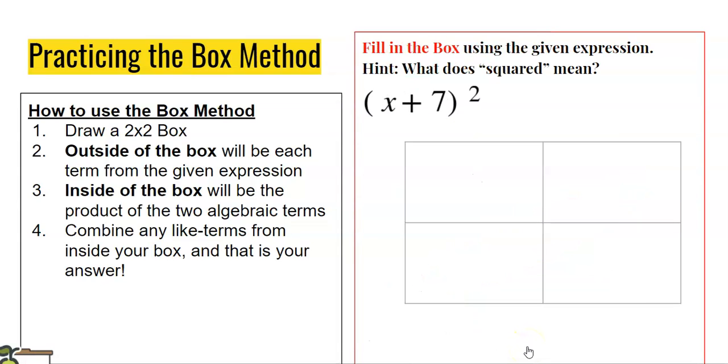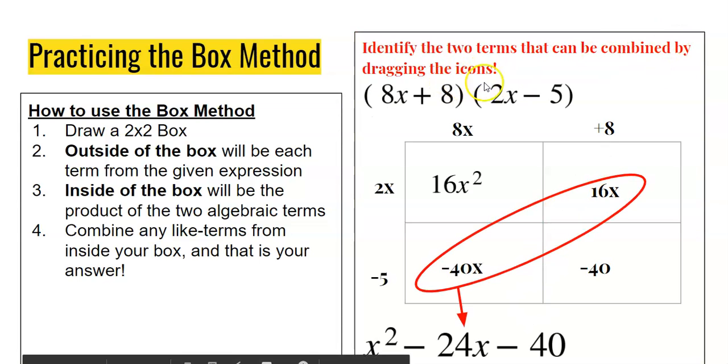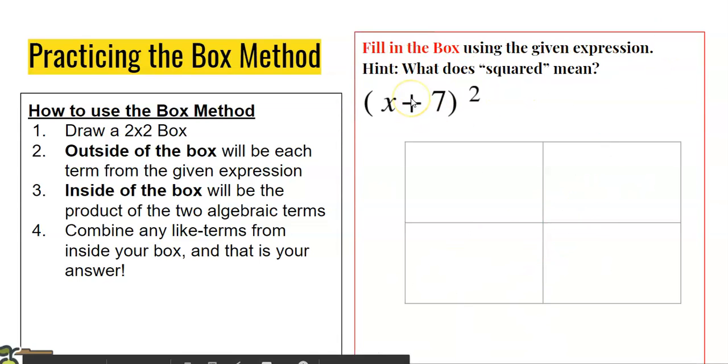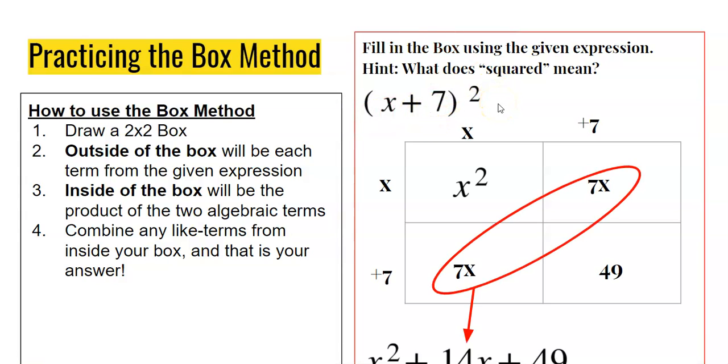In this case, you may be given a problem like this, where it doesn't necessarily give you your two binomials explicitly, like it does here. It'll just say x plus 7. But notice, this is very important, that's squared. What does squared mean? Well, squared means you're multiplying the same thing by itself. So in this case, we'll have x plus 7 times x plus 7.